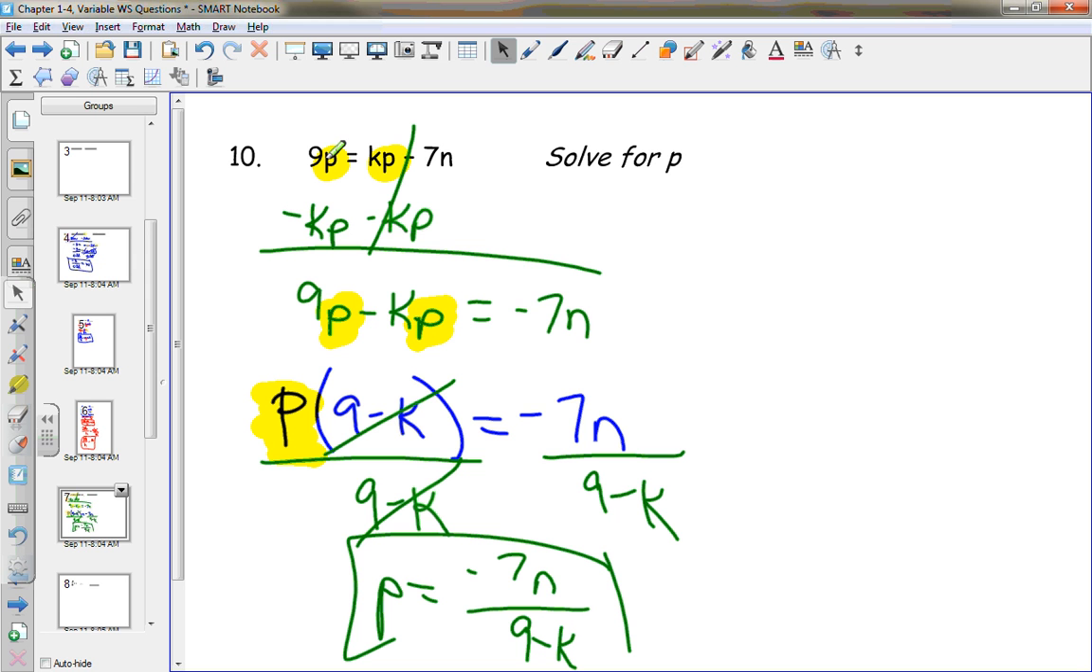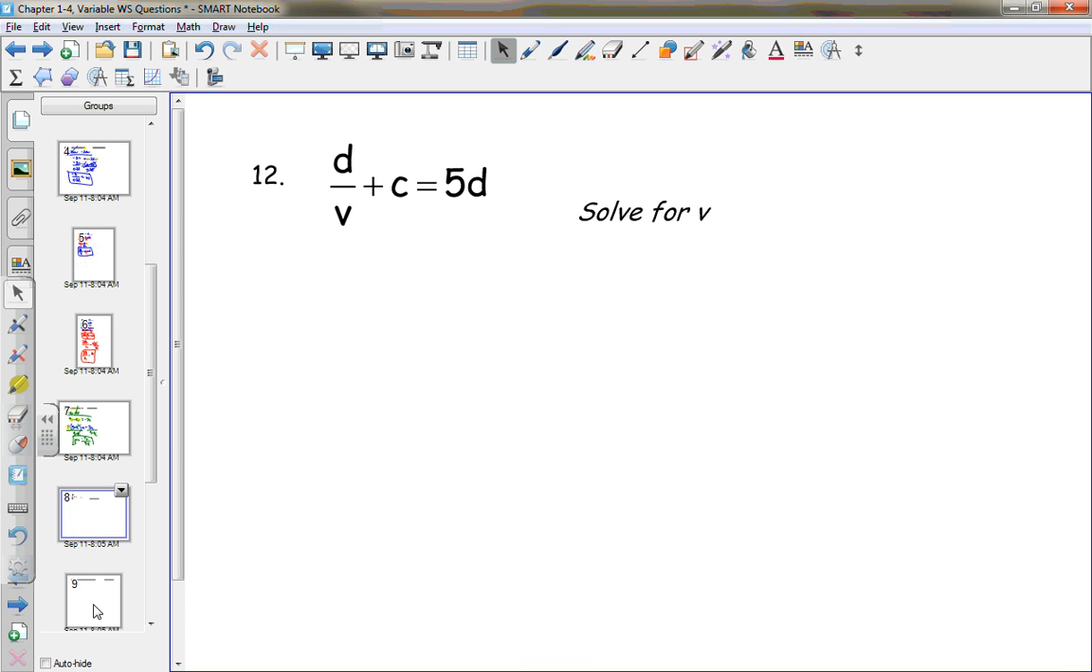Do we all understand that problem? Zerker, we good? Okay. Number 12. What are we solving for? 3. Well, what looks nasty about this thing? Contraction.